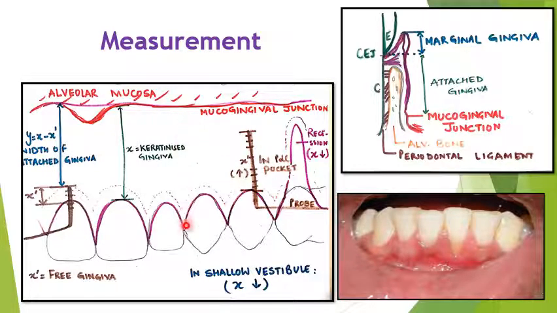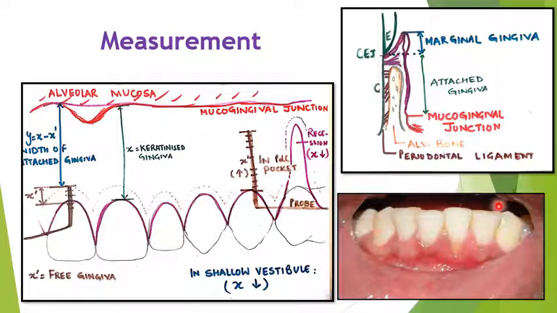If you cut the tooth in a vertical section or sagittal section and rotate it, you'll get this diagram. This is enamel, this is cementum, this is the CEJ. This is marginal gingiva, and here you can appreciate this is the mucogingival junction. So the width of attached gingiva will be total gingiva, which is measured from marginal gingiva to mucogingival junction, minus the reflection of sulcus depth on the external surface. So that means if you measure the sulcus depth, you will get the width of attached gingiva.